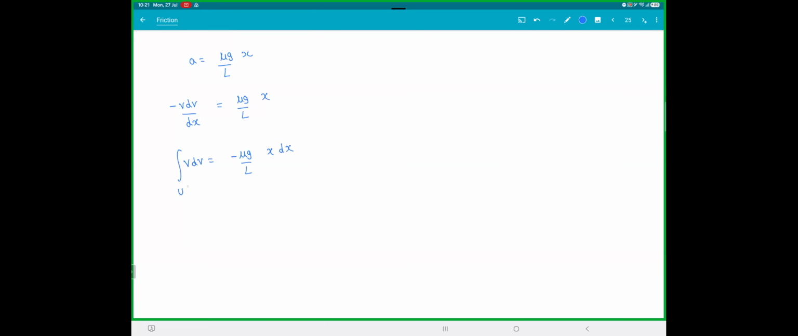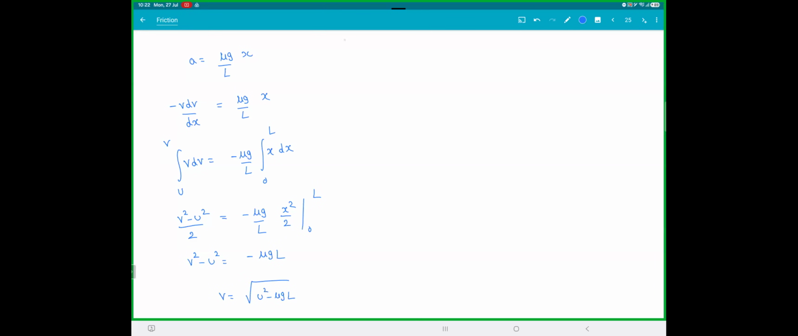Limits: initially your speed is u, this is the speed v, and the limits will go from 0 to L. Remember, you have to take it only till you enter the surface. So this will be (v square minus u square) by 2 is equal to minus mu g by L into x square by 2, limits 0 to L. V square minus u square, the 2 will cancel, will be minus mu g L. V is equal to root over u square minus mu g L.